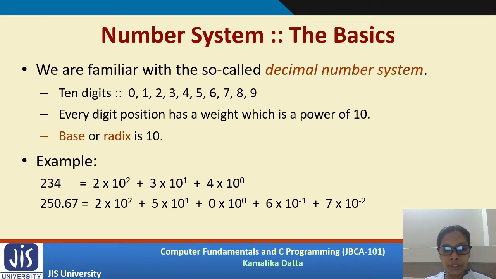But after the decimal point, this is the fractional part, and it will start from 1 basically. So we'll multiply 6 by 10 to the power minus 1, or divide 6 by 10, and 7 divided by 100, which is 7 into 10 to the power minus 2. This is how we go on and convert the number. This is how the decimal representation takes place.